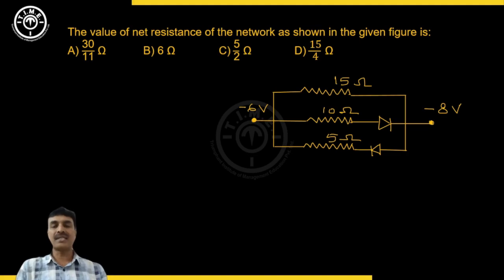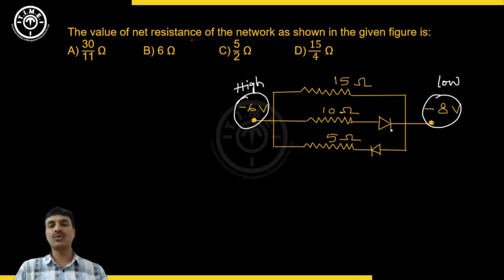Here is your first question that appeared in recent JEE main. The value of net resistance of the network as shown in the given figure is net resistance. The question is about the resistance in the circuit. See, the two potentials applied are minus 6 volt and minus 8 volt. Minus 6 is high compared to minus 8. So this side you have high voltage and this side you have low voltage.